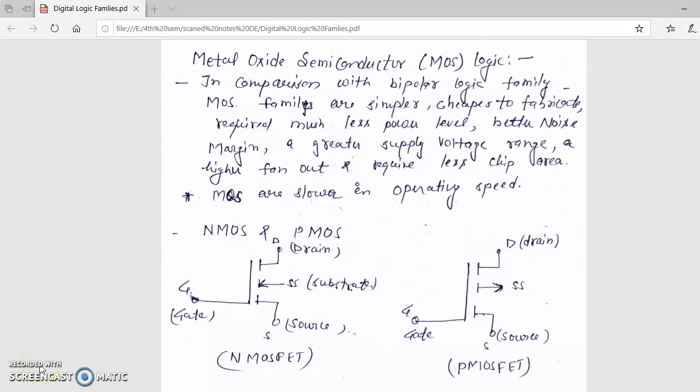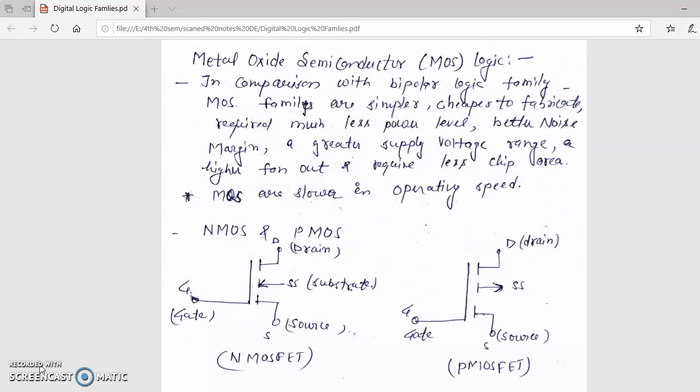Today we are going to become familiar with MOS logic or logic families: NMOS, PMOS, and finally CMOS. First of all, we are familiar with metal oxide semiconductor logic, that is MOS technology or MOS logic. MOS logic is very good at present time.